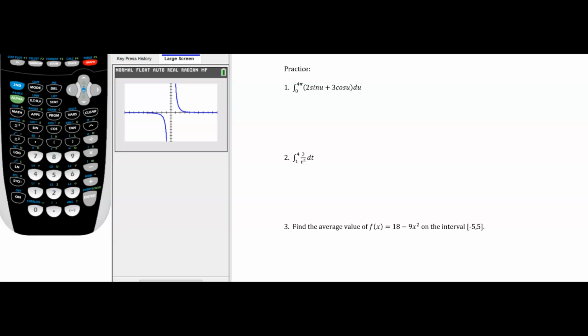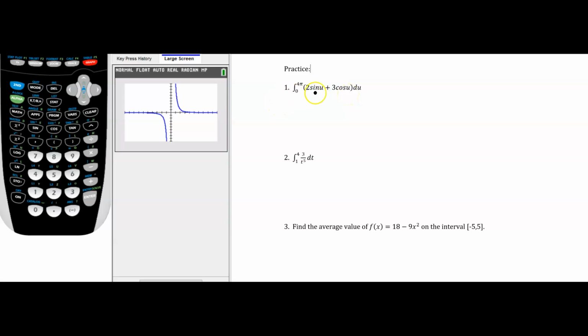Okay, let's take a look at a handful of these practice problems, and then you'll have a lot of practice problems in the homework. Definite integral of 2 sine u plus 3 cosine u going from 0 to 4 pi. So the fundamental theorem says let's do the antiderivative, plug in the upper limit, subtract what we get when we plug in the lower limit.